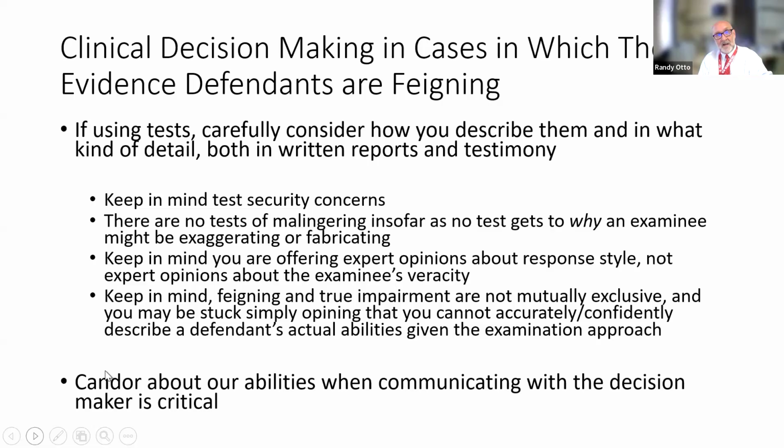Malingering is that plus, and almost always, an inference that the motivation for the performance is some kind of external incentive, right? I'm not saying you can't make an inference about the external incentive, but you have to acknowledge it's an inference, and you don't want to misrepresent a measure of response style as a measure of malingering. We don't have any tests that give us the motive for this approach. And we're stuck with inference, absent other compelling data, which we'll talk about a little later. Keep in mind you're offering expert opinions about response style, not expert opinions about the examinee's veracity.